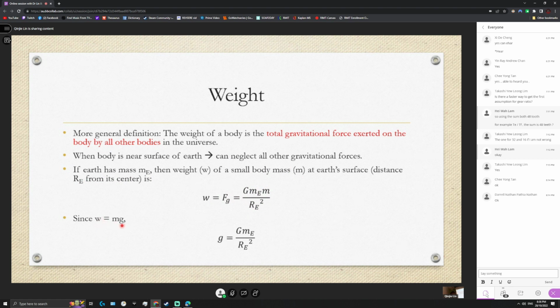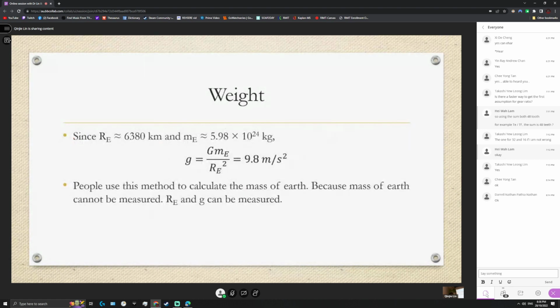And since W equals mg, you will be able to sub in here W equals mg, then this m will be eliminated. So you're left with g equals G M_E over R_E squared, like this. The radius of Earth is around 6380 kilometers. The mass of Earth is 5.98 times 10 to the power of 24 kilograms. If these values are put inside here, that will give us g equals 9.8. So this is the gravitational acceleration that we are experiencing at the surface of Earth.